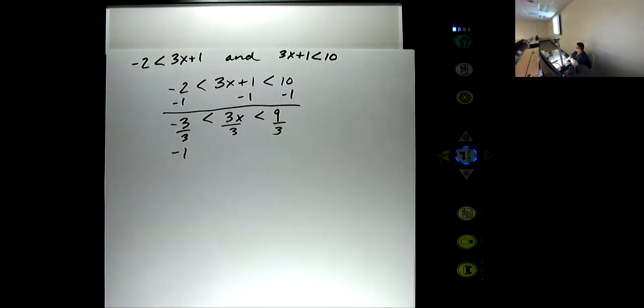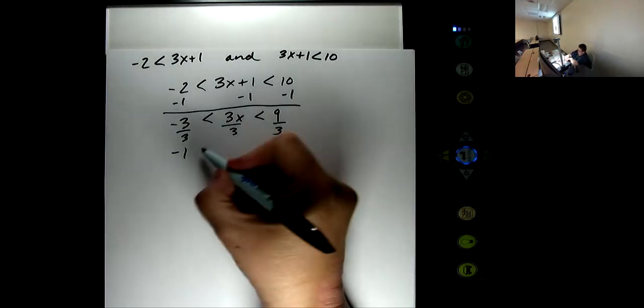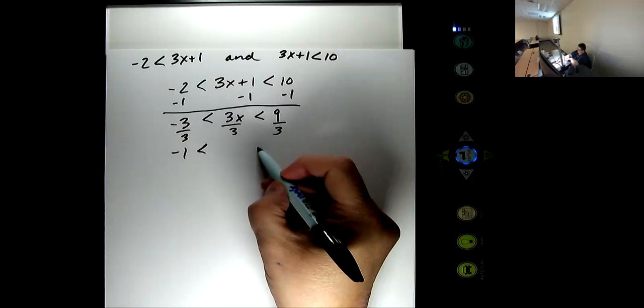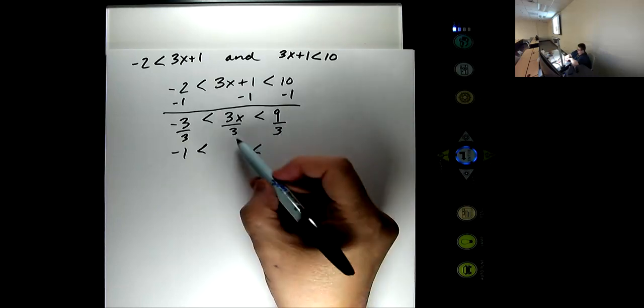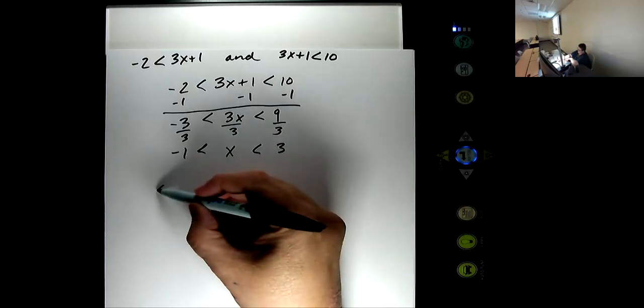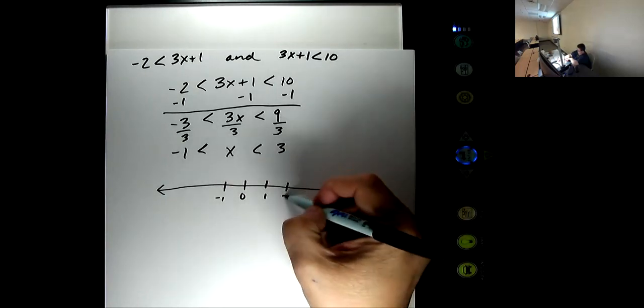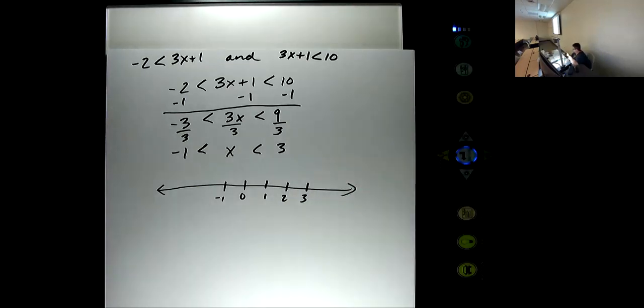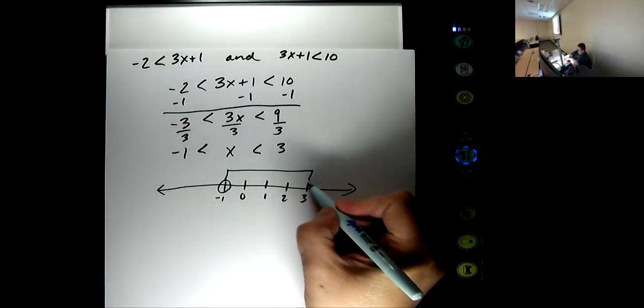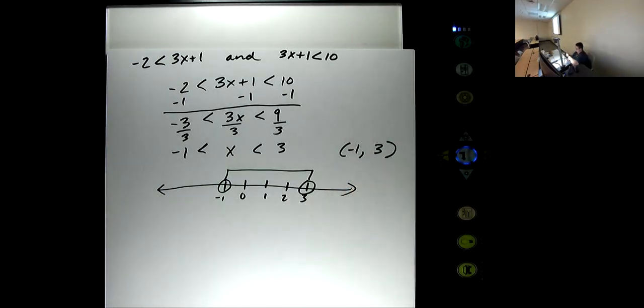You bring this down. Oh, I see. The 3's cancel out, here we got x there. 9 divided by 3 is 3 there. So we have -1 up to 3. And so in interval notation, we have -1 to 3.